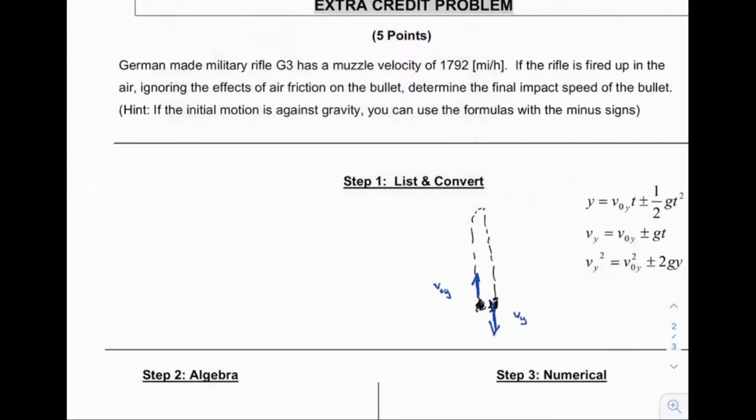So the initial speed here, this speed is the initial speed. It's called the muzzle velocity. That's the exit speed of the bullet in the upward direction. All right, so this is going to be 1792 miles per hour.